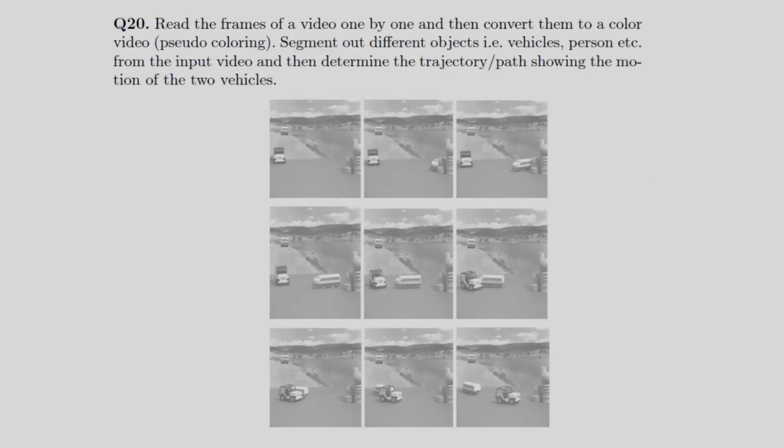The last problem is, read the frames of a video one by one and then convert them to a color video, that is nothing but the pseudo coloring, that is the false coloring. Segment out different objects, vehicles, person, etc. from the input video and then determine the trajectory path showing the motion of the two vehicles. So in this input, you can see I am considering the frames of a video. So these are the frames of a video, and I have to determine the moving objects.